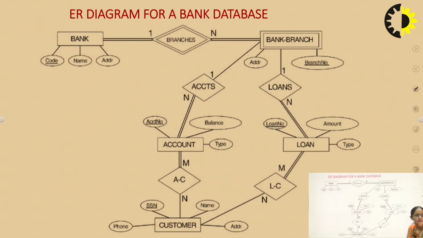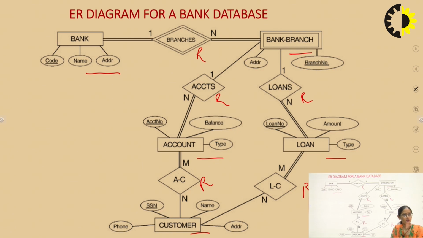We need to consider the semantics of the relationship set in selecting the primary key in case more than one candidate key is there. This is the ER diagram for a simple use case, a bank database. The entities here are: the bank, the bank branch, loan, account, and the customer. And the relationships are branches, account, loans, and AC as well as LC.